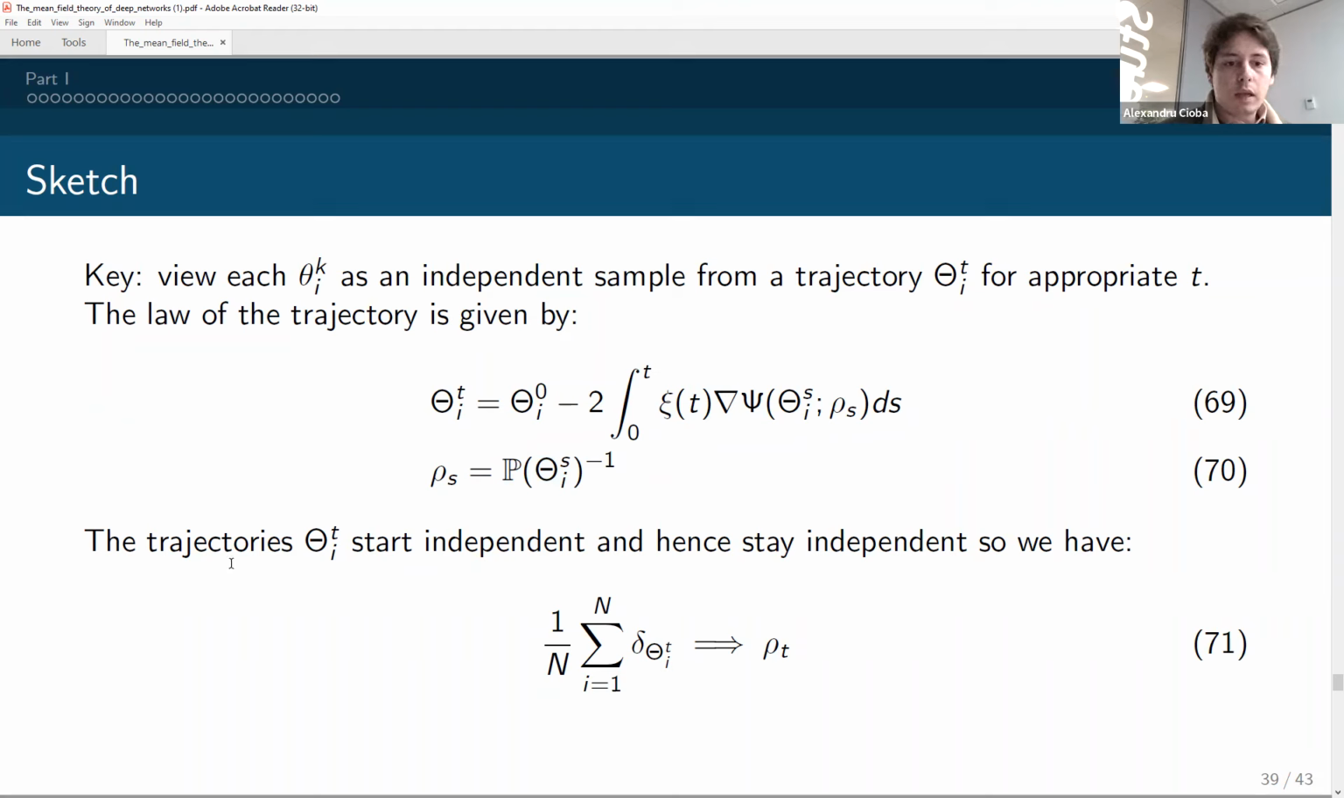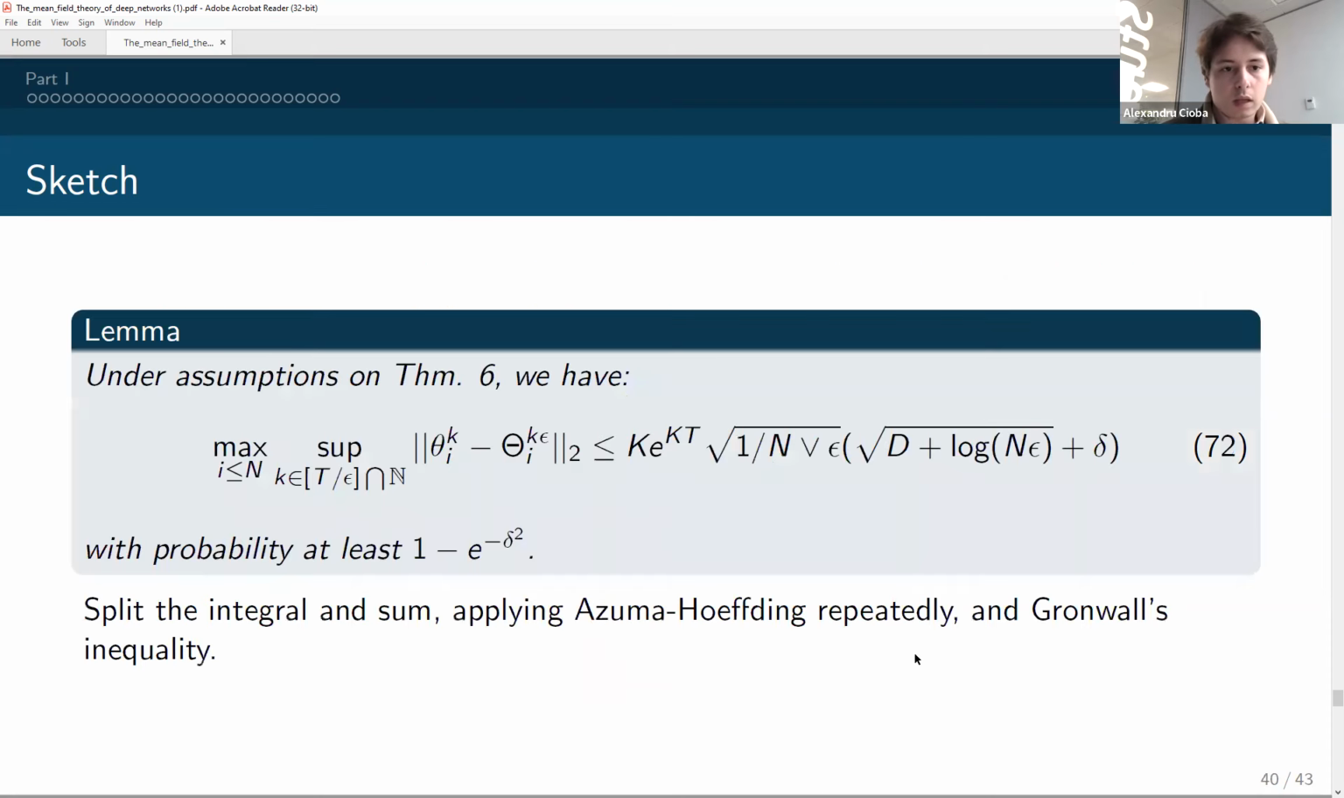So this particular integral form for the trajectory is something that you see in a lot of mean field papers. Okay, so the important thing about these is that the way they were defined, and because they start independent, they stay independent. So again, the empirical sum over the individual trajectories for each i will recover rho t for you.